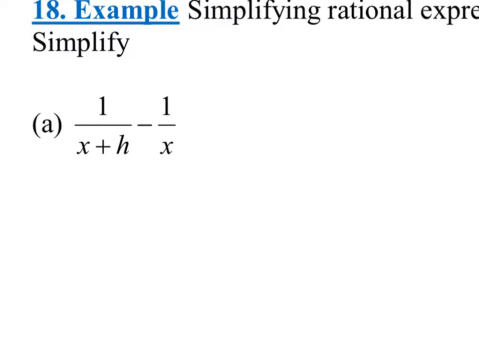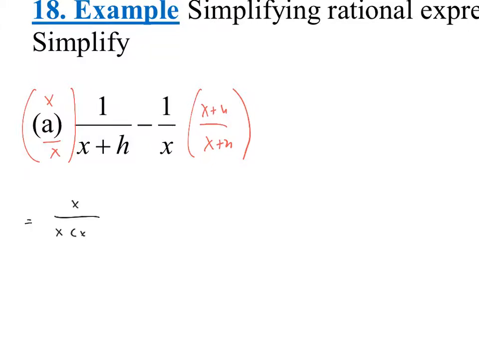Well, I need to multiply by the missing term. So the first term's missing an x over an x. The second term's missing an x plus h over an x plus h. Multiply by the missing term in both the numerator and the denominator. So when I do that, on the first one I'd have x over x times x plus h, and on the second one I'd have minus x plus h, all over x times x plus h. Now my denominators are the same, so I can subtract them, keeping the denominator the same and subtracting the numerators.